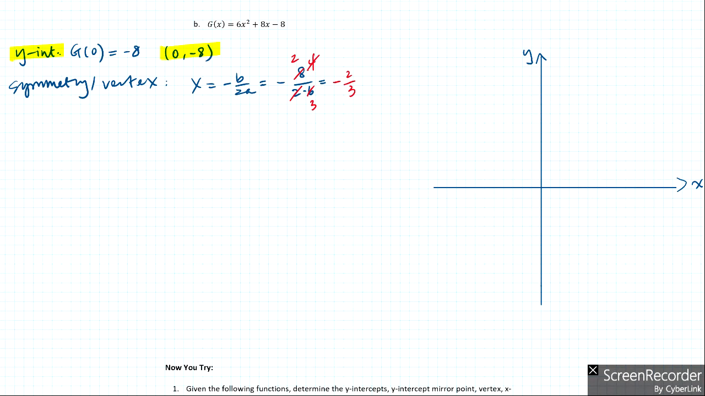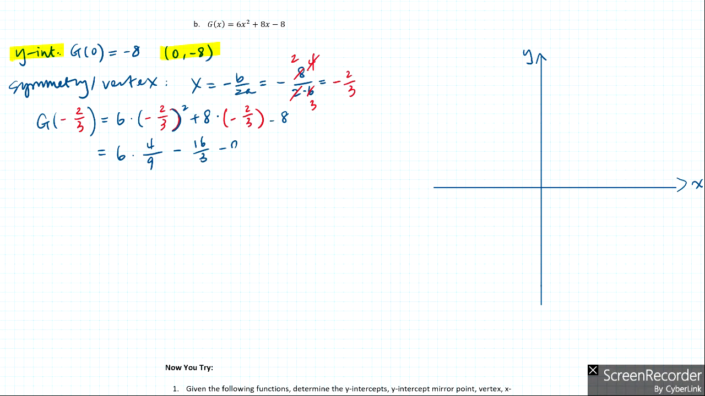And therefore, to find the vertex, we want to go ahead and use the input being -2/3. So g of -2/3 is what we're going for. And this gives us 6 times (-2/3) squared plus 8 times (-2/3) minus 8. This is going to be, again, a little bit messy to calculate, but we'll have 6 times 4/9 plus, or really minus, 16 over 3 minus 8.